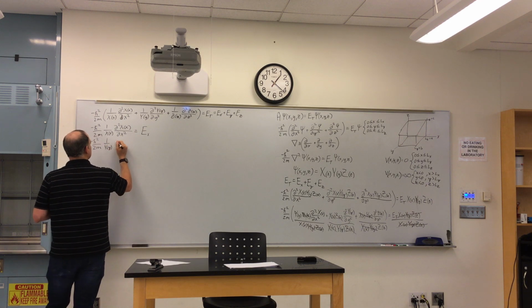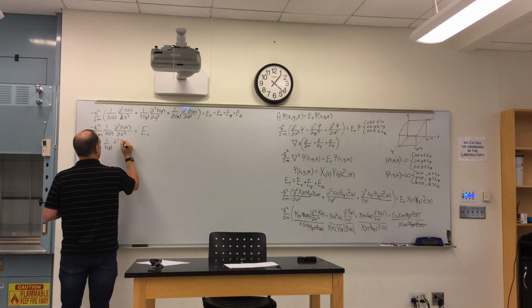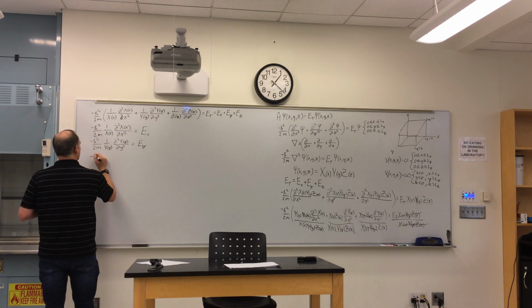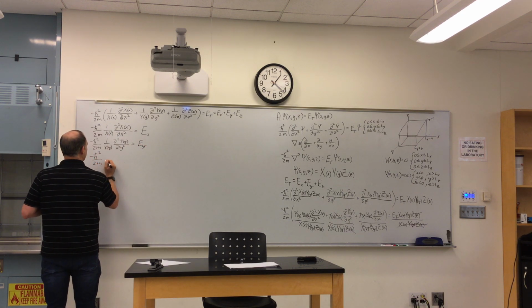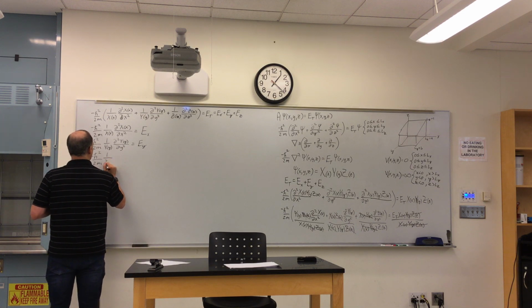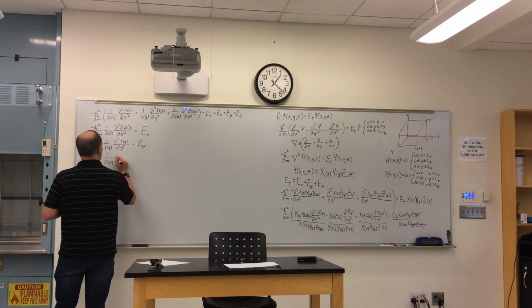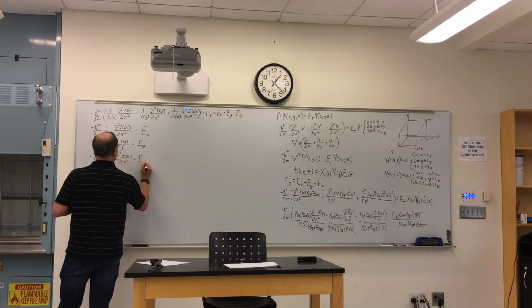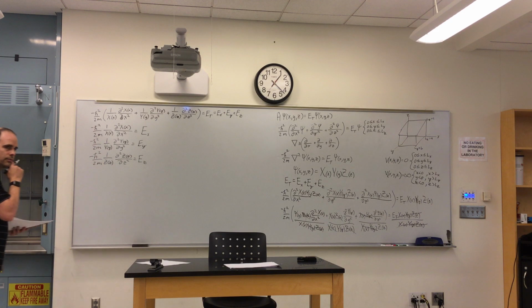Y of y, del squared Y of y, del y squared equals E_y, h bar squared over 2m, 1 over Z of z, del squared Z of z, del z squared equals E of z. Okay, guys good with that?